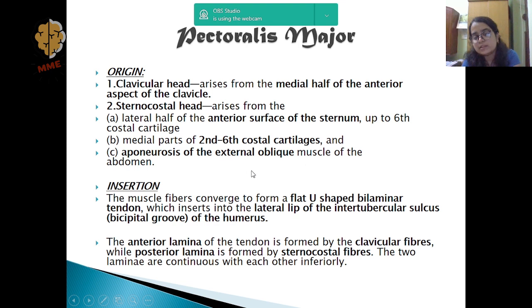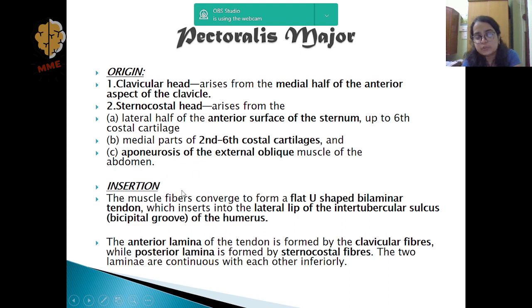External oblique muscle you will study in the abdomen. It is one of the 3 flat muscles of the abdomen: external oblique, internal oblique, and transversus abdominis. So now we come back to pectoralis major. Its sternocostal head has 3 origins, as you can see here. Now insertion.